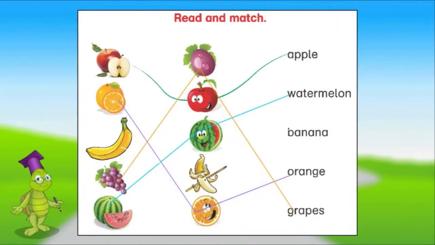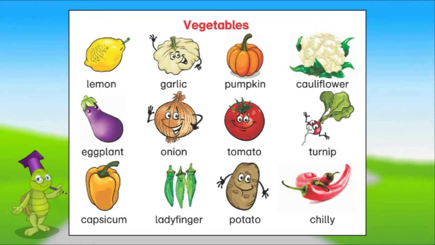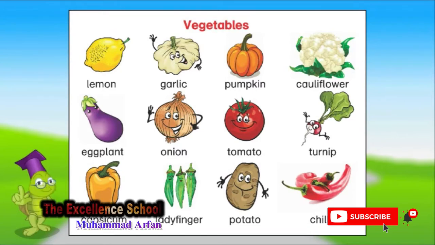Read and match. Apple, watermelon, banana, orange, grapes, vegetables, lemon, garlic, pumpkin, cauliflower, eggplant, onion, tomato, turnip, capsicum, lady finger, potato, chili.